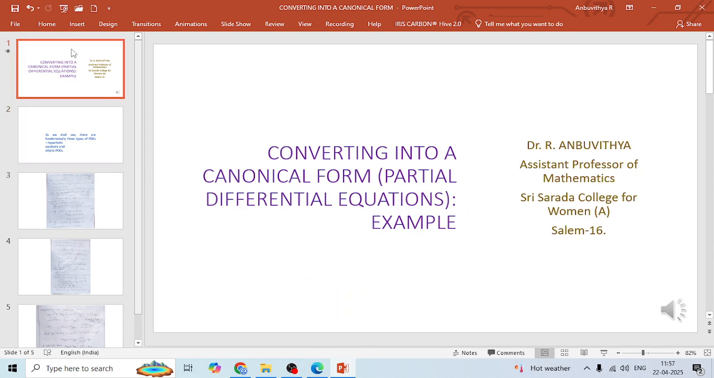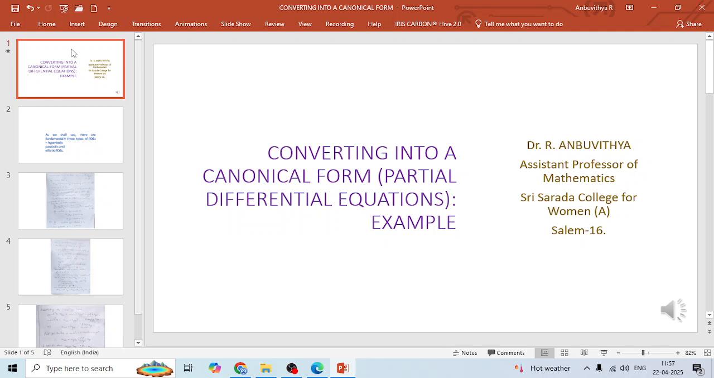In this video, we see about converting second order partial differential equations into a canonical form. We know about the differential equation. In particular, partial differential equations are mathematical equations that describe how quantities change with respect to multiple independent variables, typically time and space. These equations involve partial derivatives of an unknown function with respect to these independent variables.